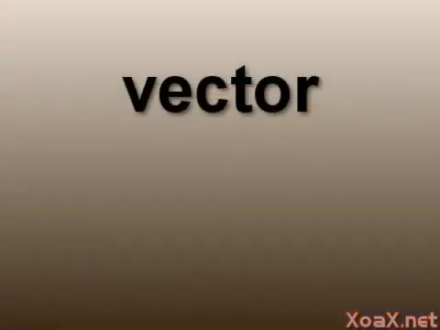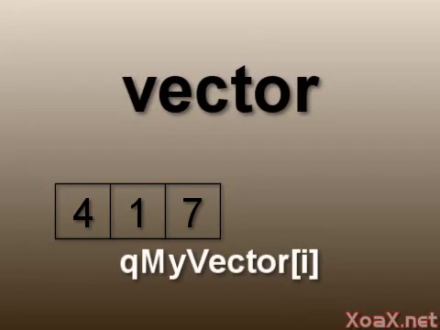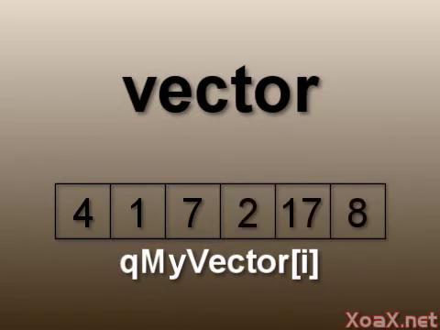A C++ vector is an object that acts like an array. Individual elements in the vector can be accessed with the bracket operator just as we do in an array. However, a vector has more functionality, and most importantly, it resizes automatically to hold as many items as we wish.